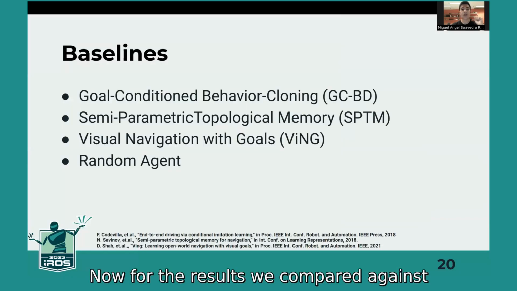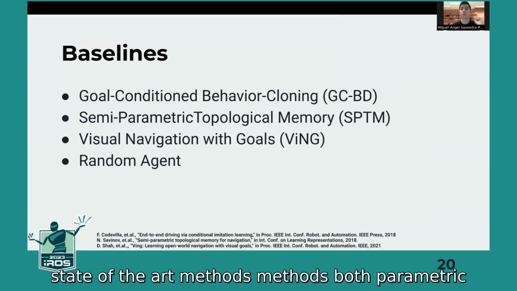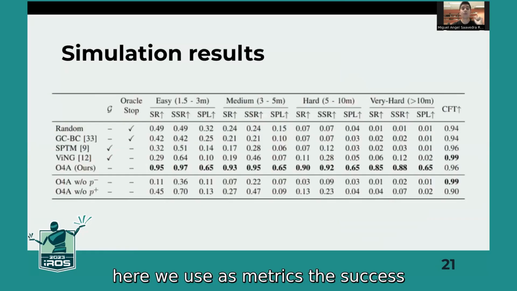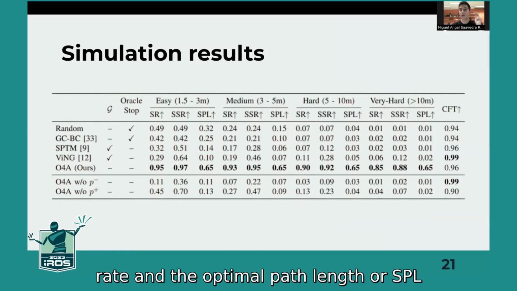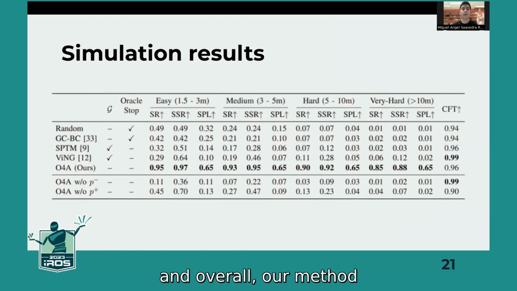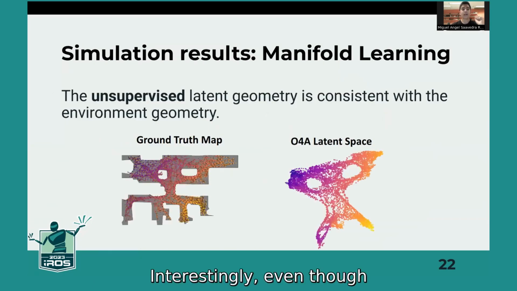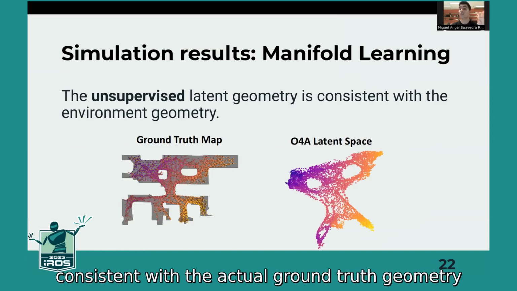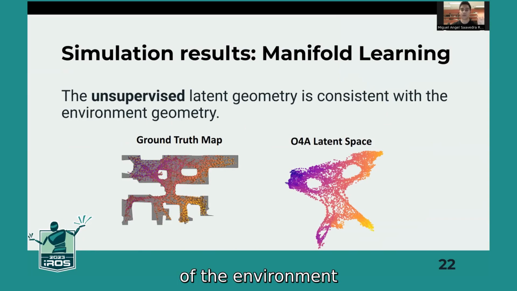Now, for the results, we compare against the state-of-the-art methods, both parametric and semi-parametric. As you can see here, we use as metrics the success rate and the success weighted by optimal path length, or SPL, and overall, our method excels in comparison to all the other baselines. Interestingly, even though our method did not use any pose information, the unsupervised latent geometry is consistent with the actual ground truth geometry of the environment, as you can see.